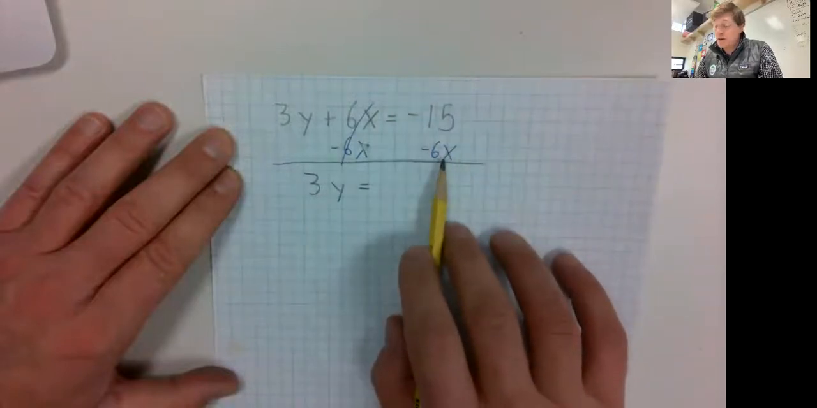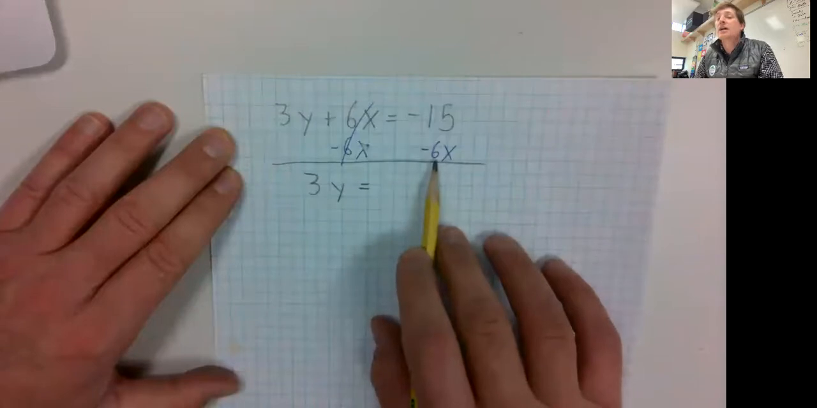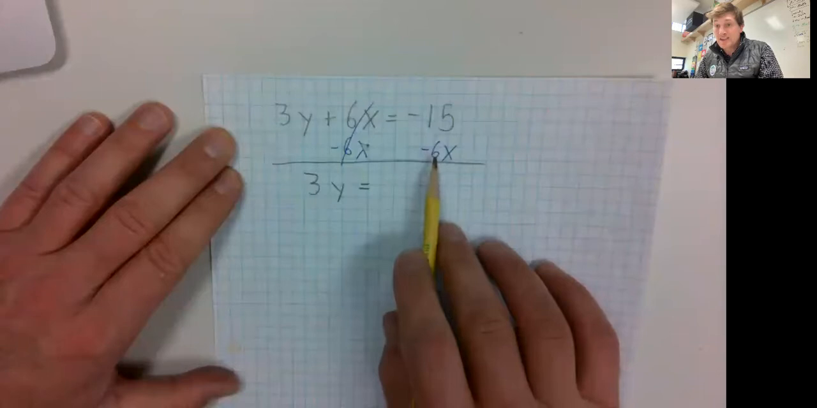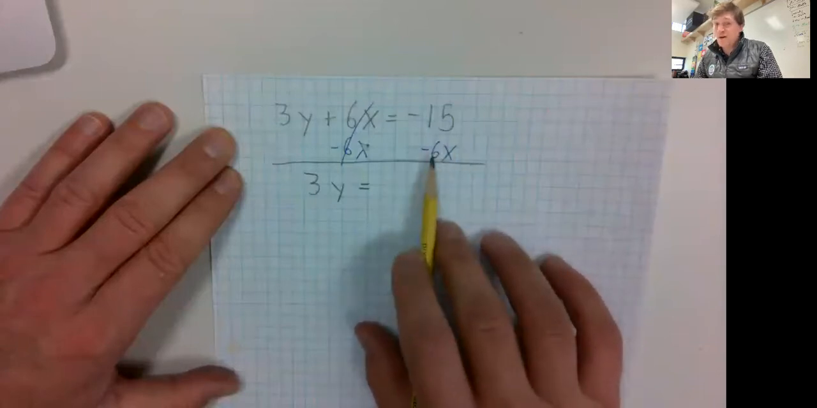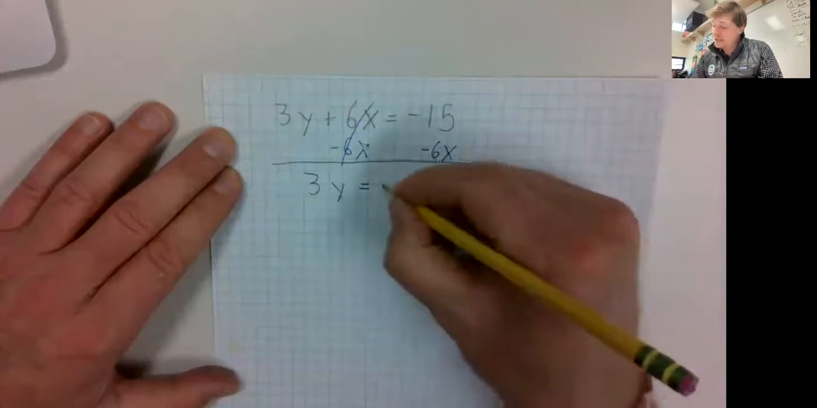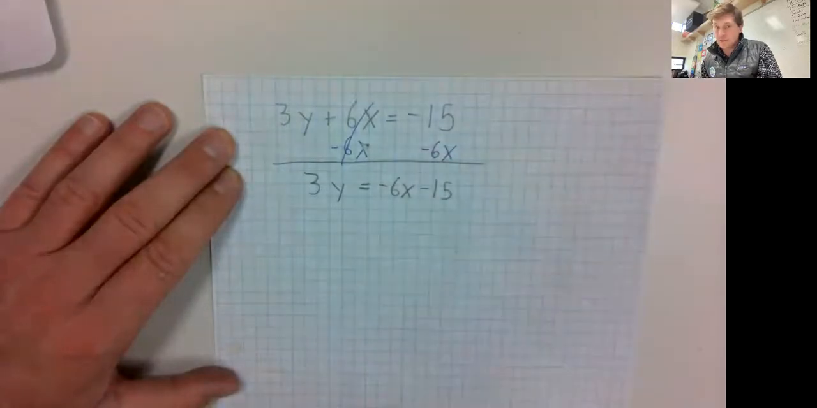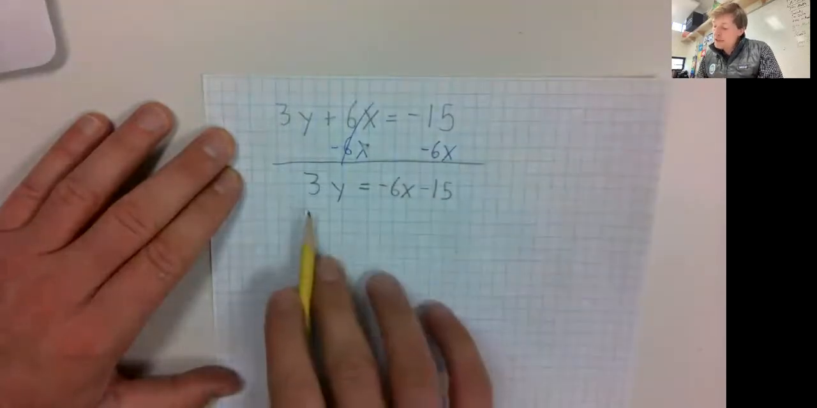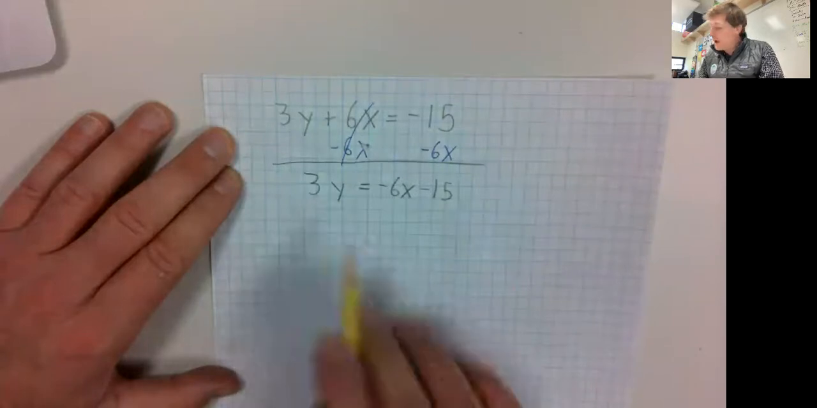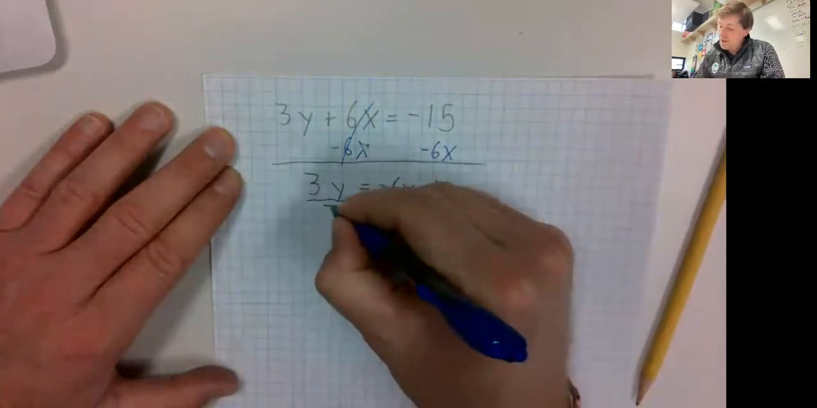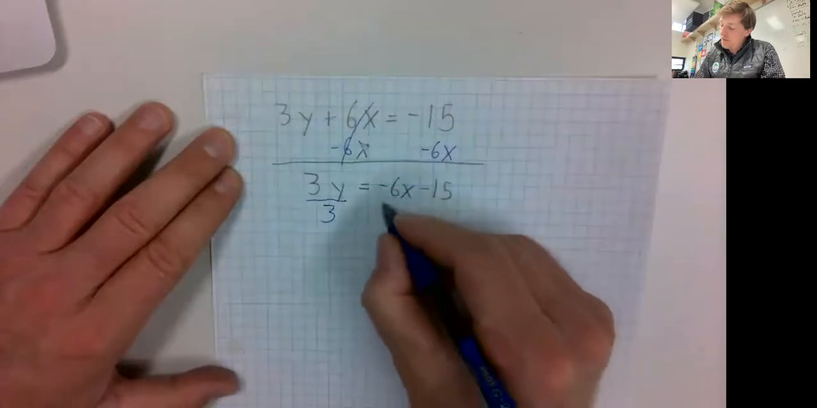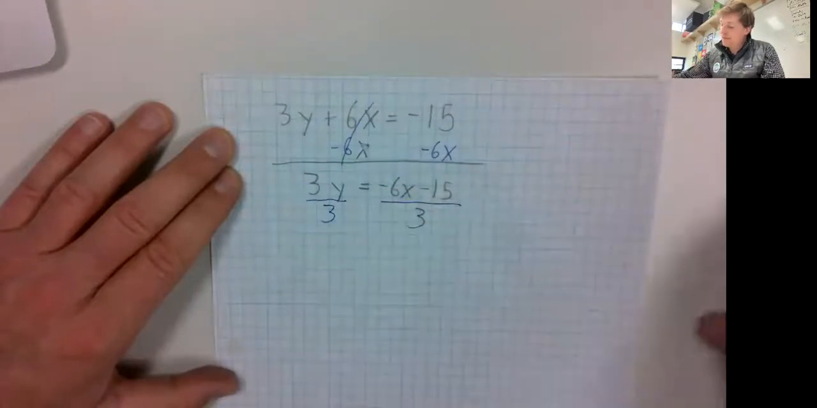I didn't mention this in the last problem. Remember that these are not like terms, so we cannot combine them. We're just going to leave them separate from each other. And I want to make sure they're in the right order for y equals mx plus b form, slope-intercept form. So I'm going to say -6x comes first, and the -15 comes second. Final step, I've got 3 in front of the y, so I need to divide by 3. And I'm going to divide this whole thing by 3.